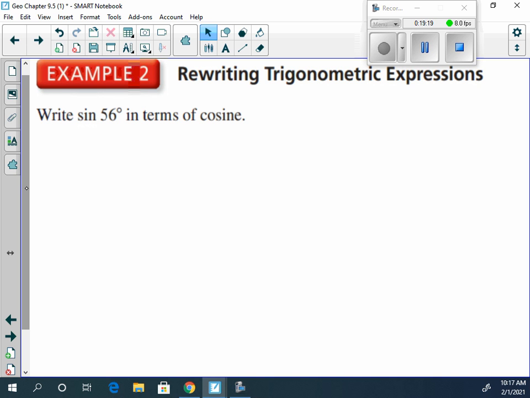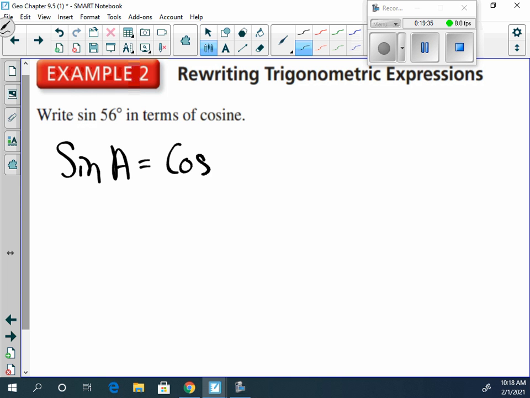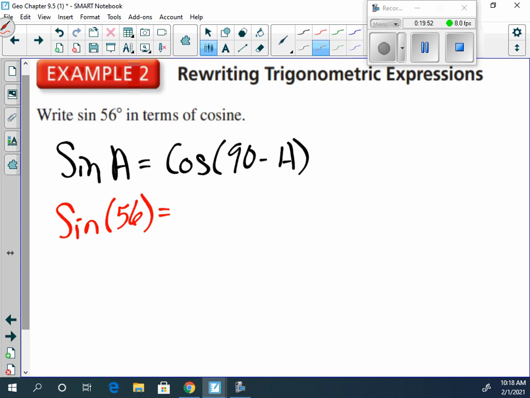And this will always hold true. So what we're going to do here is a real difficult, real challenging part. I want to write sine of 56 degrees in terms of cosine. Well, what do I know? I know that sine of angle A is equal to cosine of 90 minus that angle. So they told us sine of 56 is what we're given, yes?